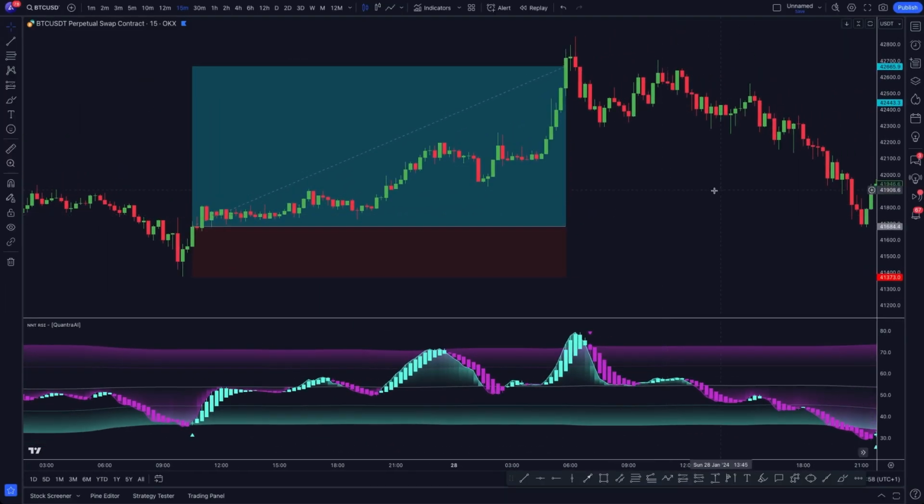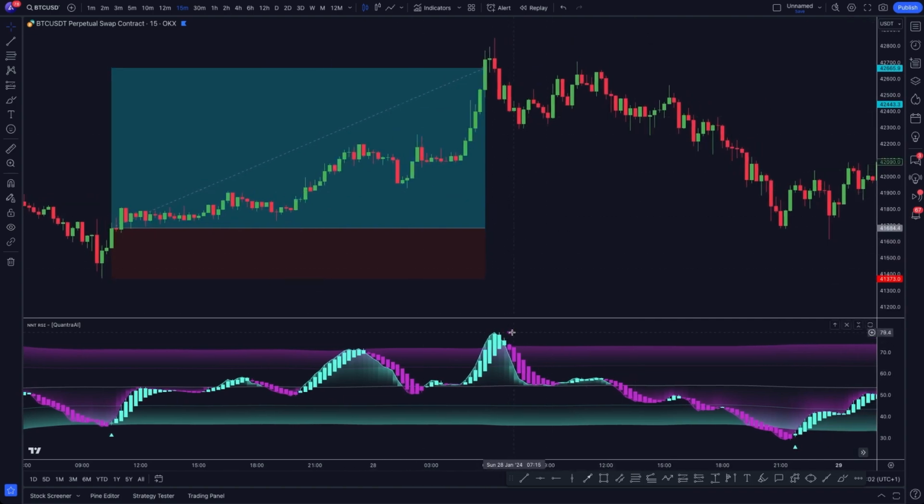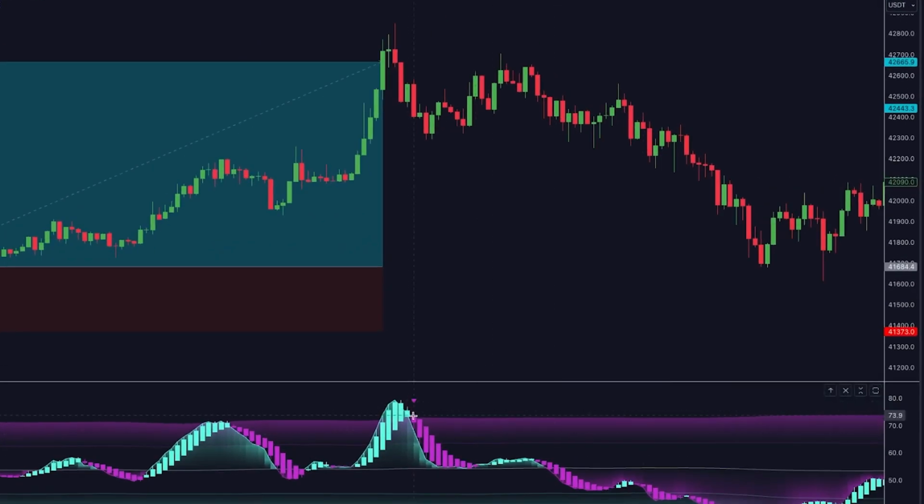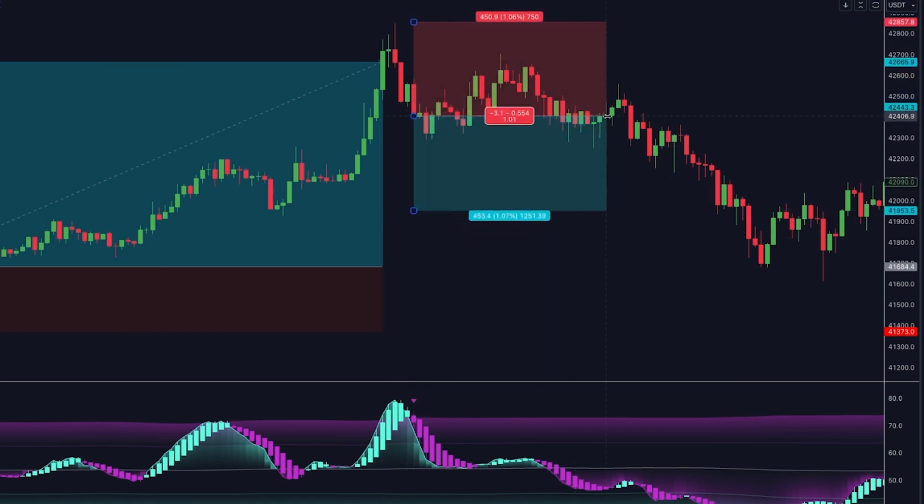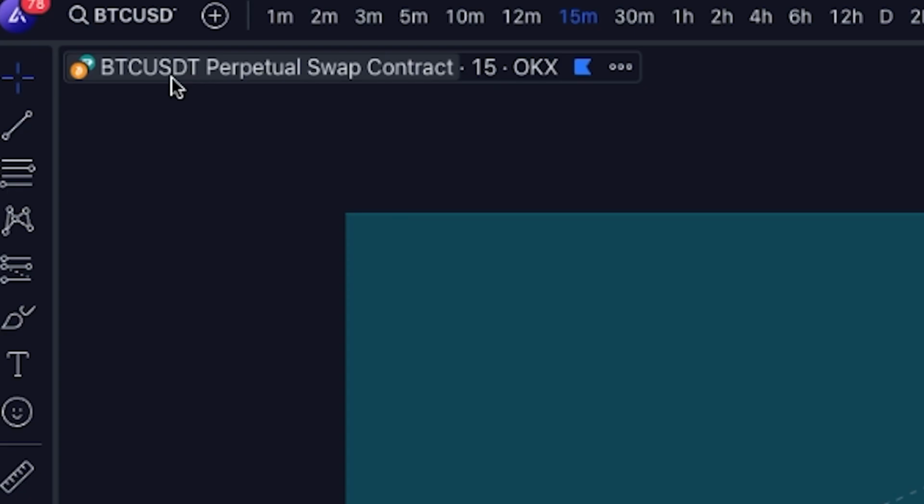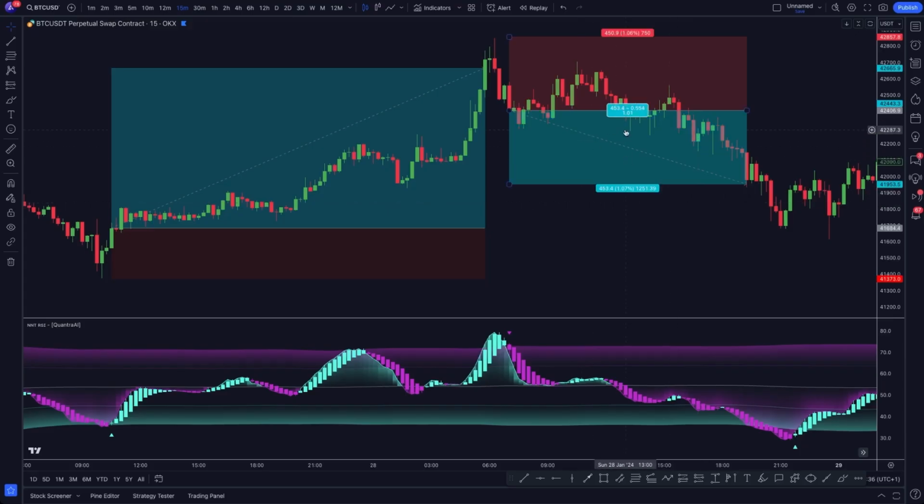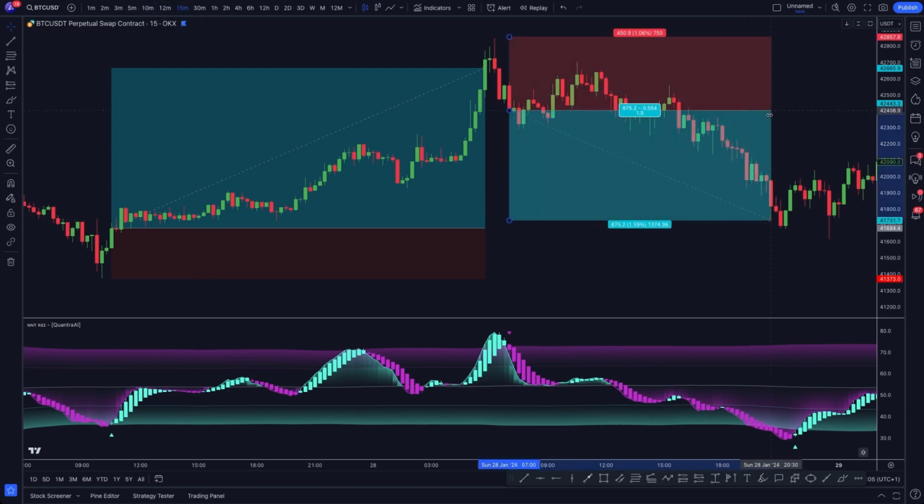A bit later, it gives a short signal. In this case, you'd place your stop loss just above the previous highs. The ratios for your trades depend on the asset. If you're trading cryptocurrencies, I suggest setting your first take profit at a 1:1 ratio, especially on lower time frames like 15 or 5 minutes. Then you can set the second take profit at 1.5:1 or even 2:1.